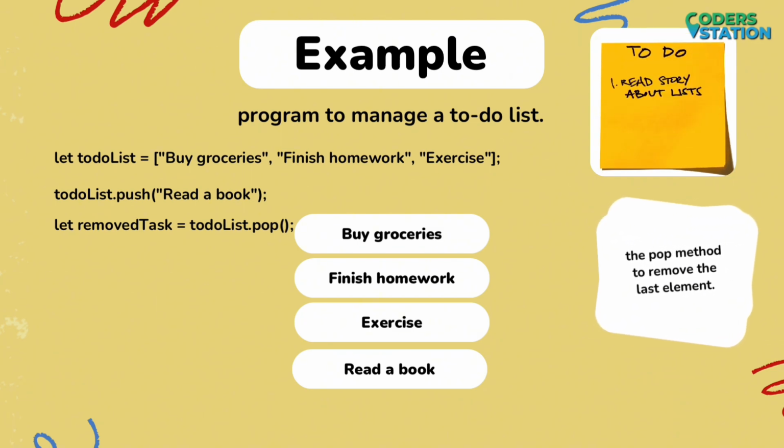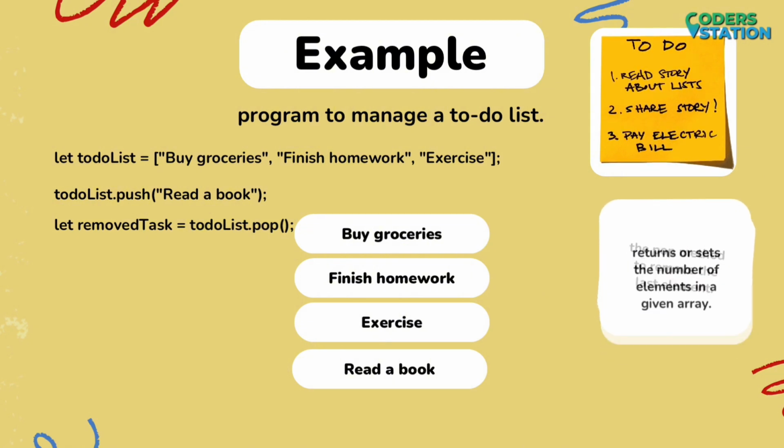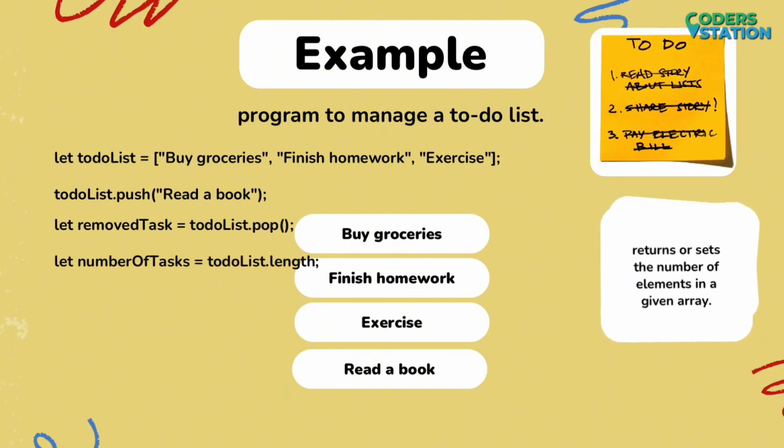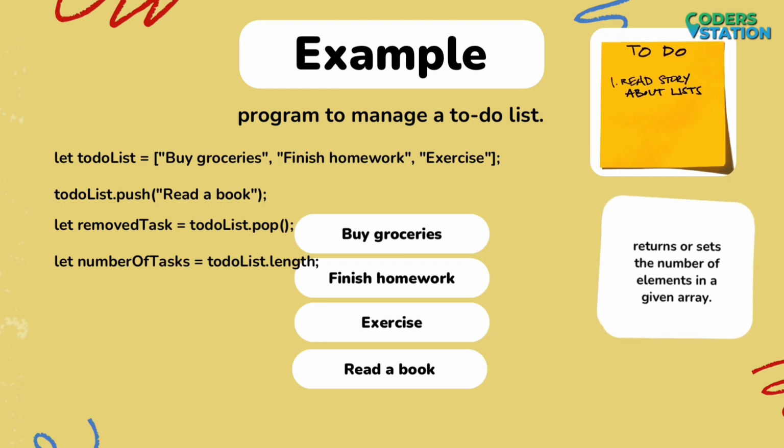What if we want to know the number of tasks? You can use the length property of the array. let numberOfTasks = todoList.length.